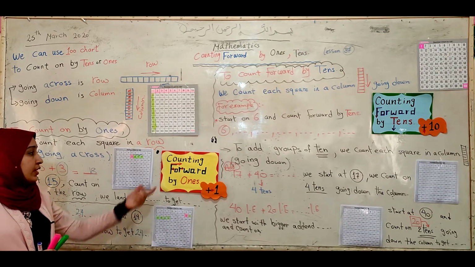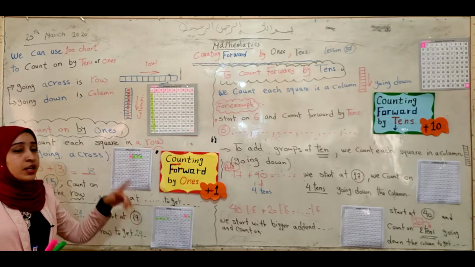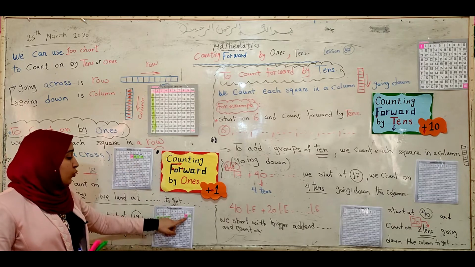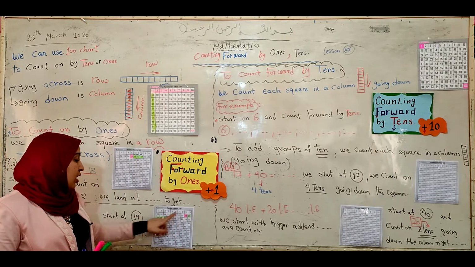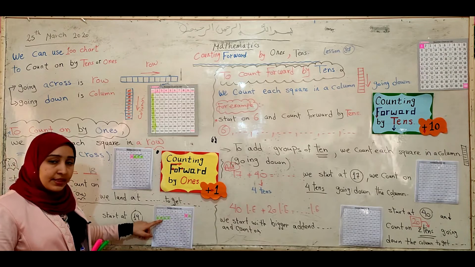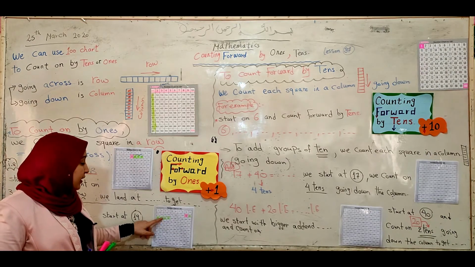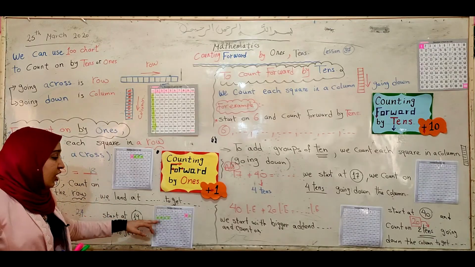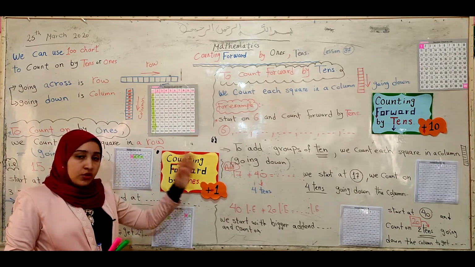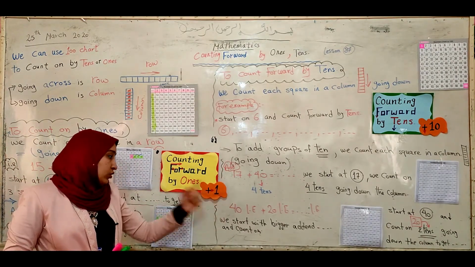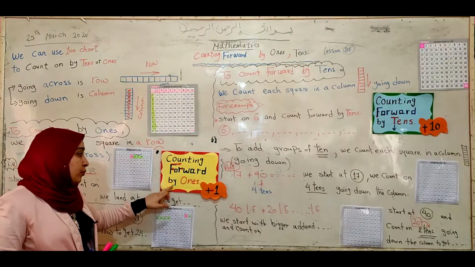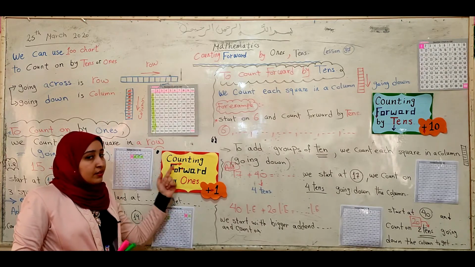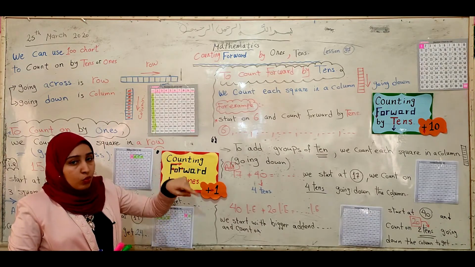Okay, so when we count forward by ones, each time I add 1. Add 1 to 19, I get 20. Add 1 to 21, I get 22. Add 1 to 22, I get 23. Add 1 to 23, I get 24. Each time we go in the right direction, I add 1. So counting forward by 1, I go to the right. Look at this arrow. I go to the right, and each time I add 1 more.